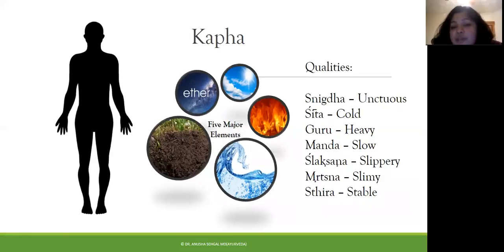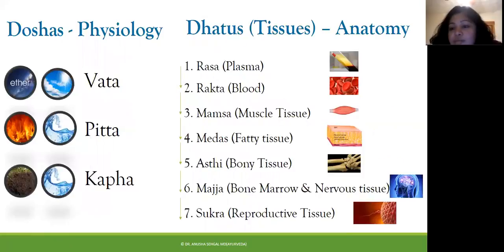Next, we have Kapha dosha. So Kapha is the most gross, stable, and strong, means physically strong, of the three doshas. So that is represented by the water and earth elements. So in that, again, the combination, we're going from the most subtle to the intermediate to the most gross and stable of the doshas. Okay? So in that, water and earth helps to form the Kapha dosha, which has qualities such as snigdha or unctuous, shita or cold, guru or heavy, manda or slow, shlakshna, which means it's slightly slimy or slippery, mritsna is slimy, and sthira, which means it's stable. Okay? So these are the qualities of the doshas.